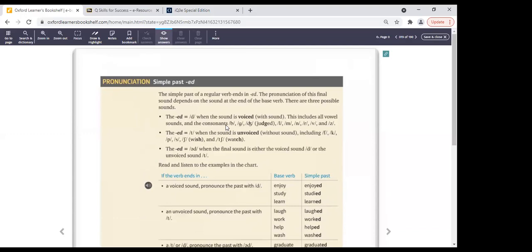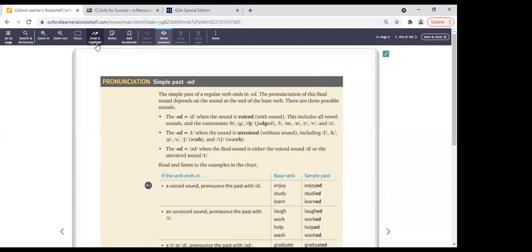When we have the ed at the end of a word, the sound is not always the same. The sound may be different. The pronunciation of this final sound depends on the sound at the end of the base verb, so it all depends on the letter that came before the ed.